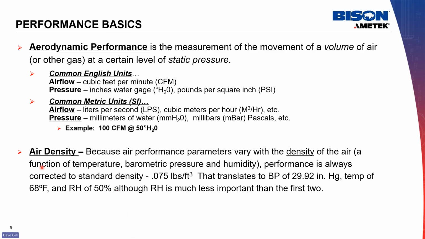Air density is very important because air performance parameters vary with the density of the air, which is a function of temperature, barometric pressure, and humidity. Performance is always corrected to standard density. So if you look at our data sheets, it's corrected to standard density, which is 0.075 pounds per cubic foot. That translates to a barometric pressure of 29.92 inches of mercury, a temperature of 68 Fahrenheit, and a relative humidity of 50%, although the relative humidity is much less important to the calculations than the first two.